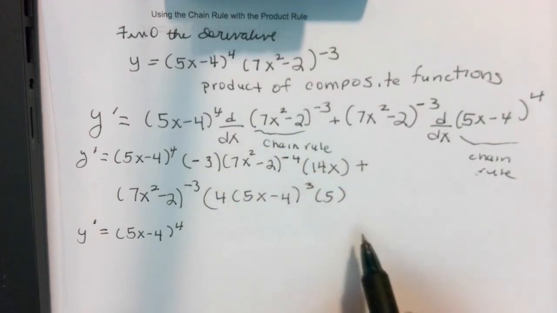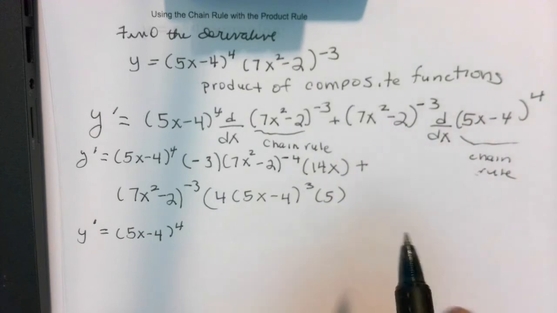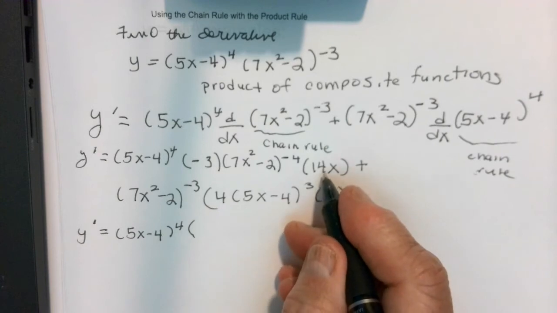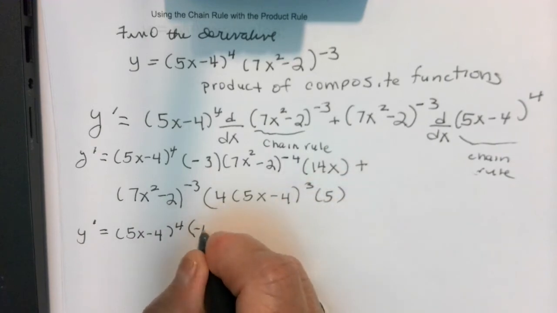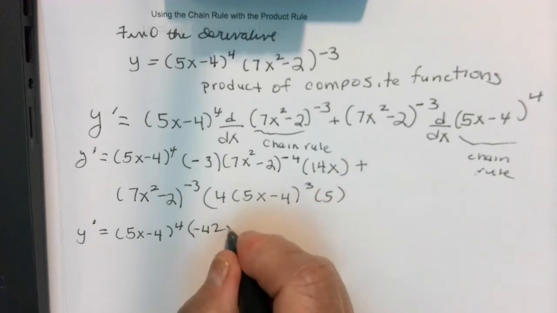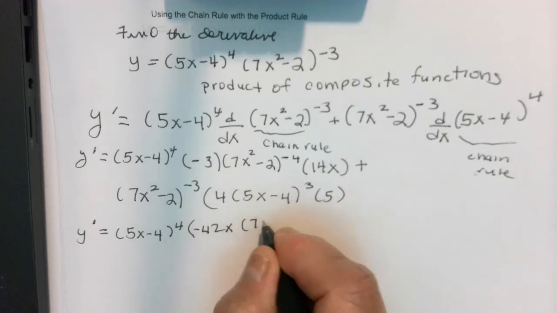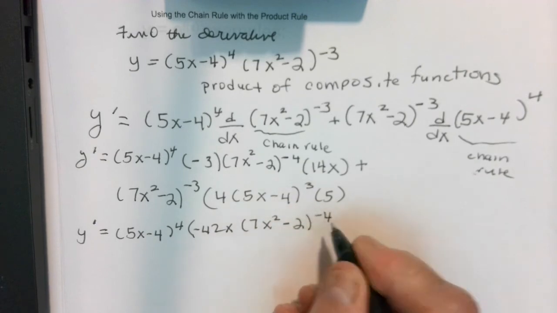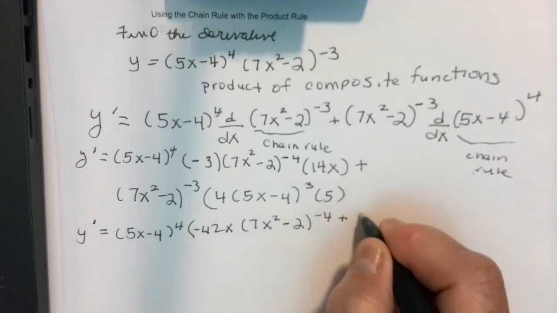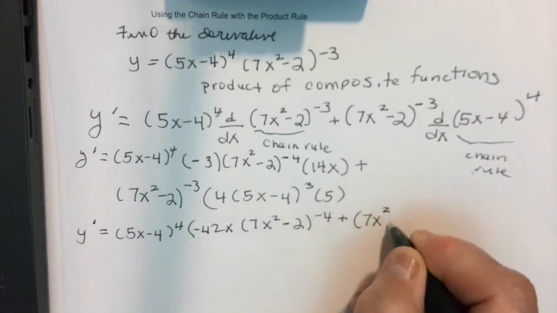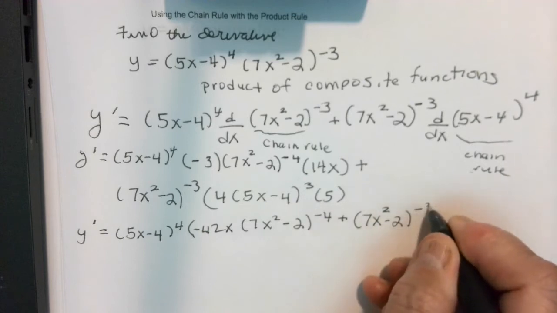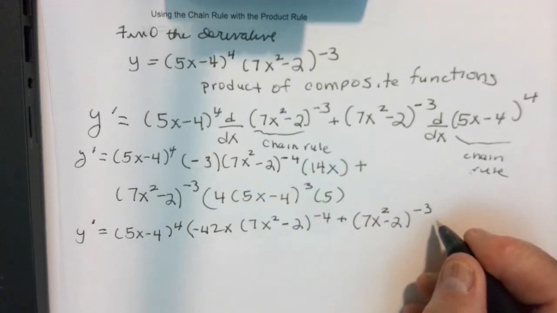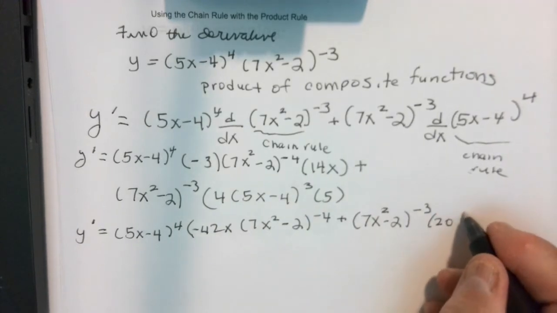Okay, this is what I did. I went ahead and I multiplied the 14 times the minus 3. And so that gave me a minus 42. And I've also got a factor of x. And then I've got this 7x squared minus 2 to the minus 4. And then I've got plus the 7x squared minus 2 to the negative third power. And here I went ahead and multiplied the 5 times the 4. So I have a 20 times 5x minus 4 to the third power.